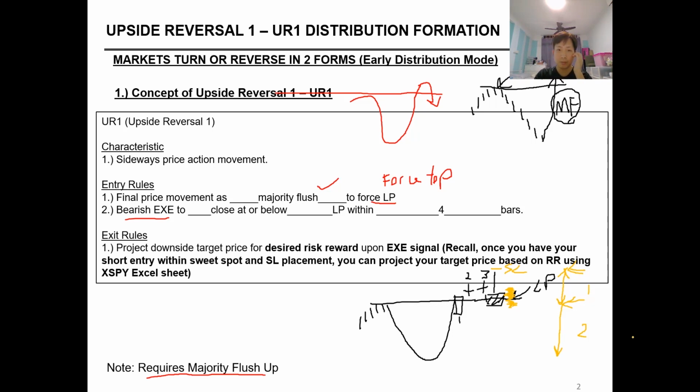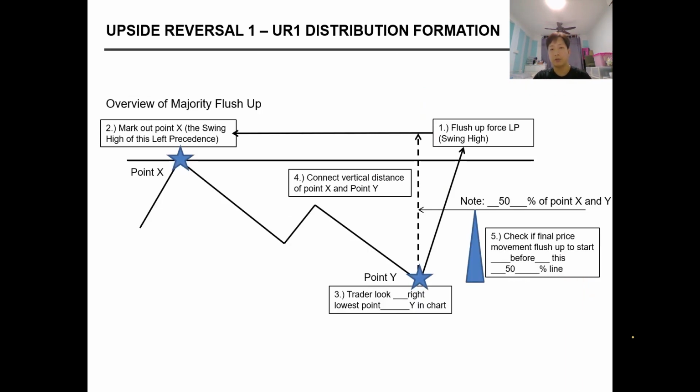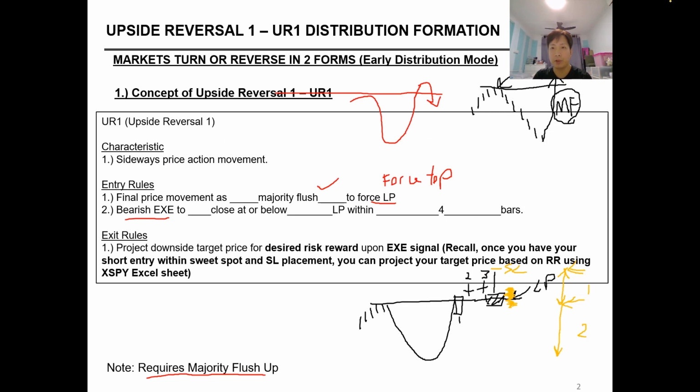And there's this thing that I wrote over here, called majority flush. So it's not just as simple as price going up to do a false top. We also want to check that the price that's going up, that actually rallies all the way up to the false top level, is what we call a majority flush. So how do you actually check for this thing called a majority flush?